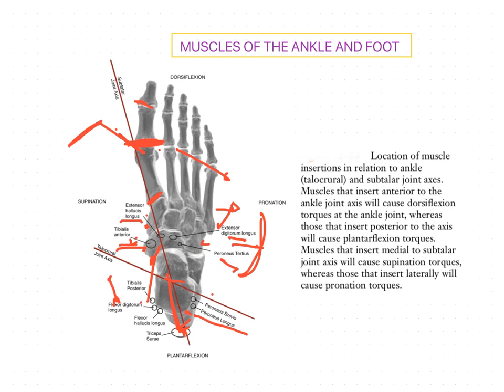In the next session, we are going to discuss deviations from normal functional structure, which includes flat foot, that is pes planus, and pes cavus.